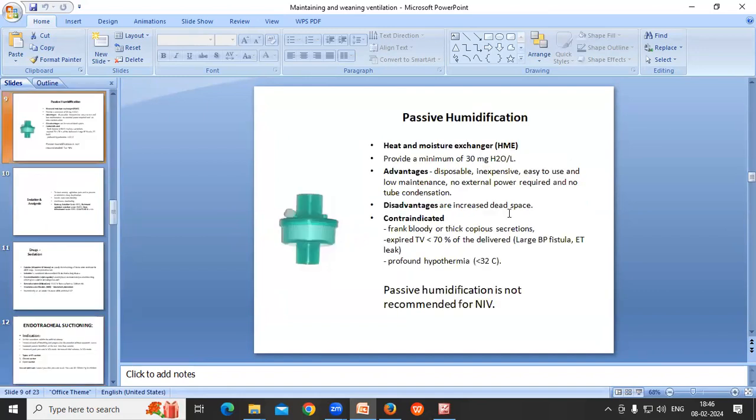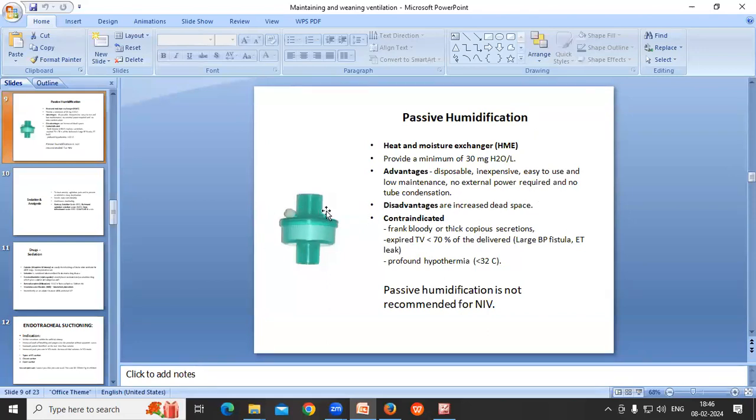And if you don't have this kind of advanced humidifier, at least you can use this HME filter. These are heat moisture exchangers, and there are different sizes for infants, children, and adults. The main disadvantage is they can easily get blocked by secretions, and they can increase the dead space.